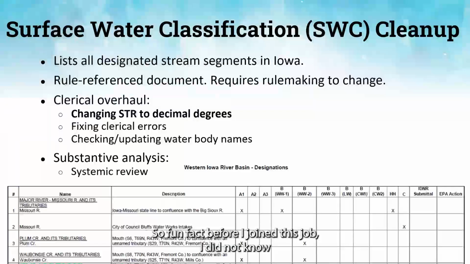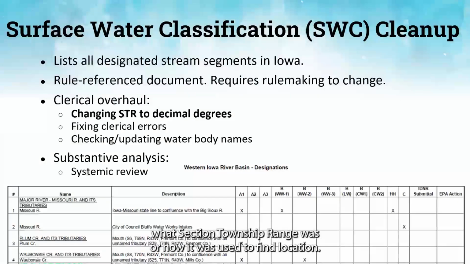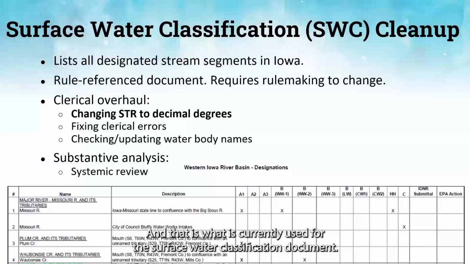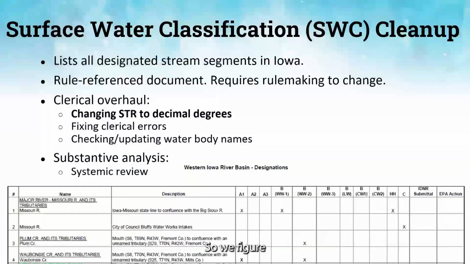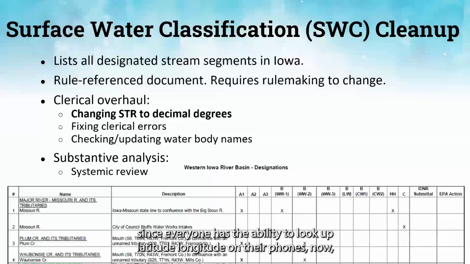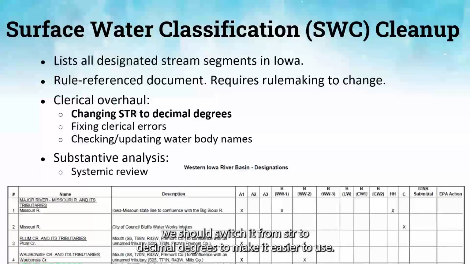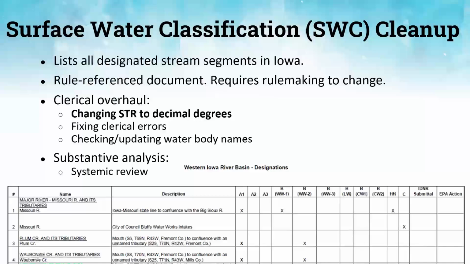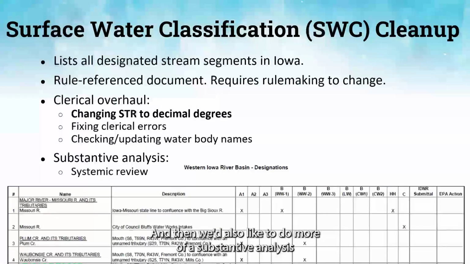So, fun fact, before I joined this job, I did not know what section township range was or how it was used to find location. And that is what is currently used with the surface water classification document. So we figure since everyone has the ability to look up latitude, longitude on their phones now, we should switch it from STR to decimal degrees to make it easier to use. There are some other mistakes that need fixed, including incorrect location, misspelled county names, SWC and ADBnet not matching up, etc. And then we'd also like to do more of a substantive analysis of the entire document.